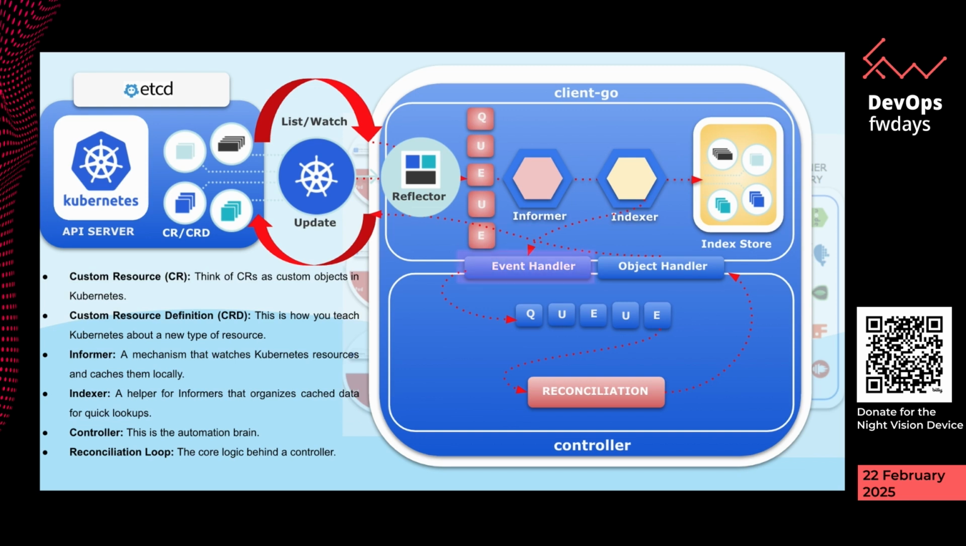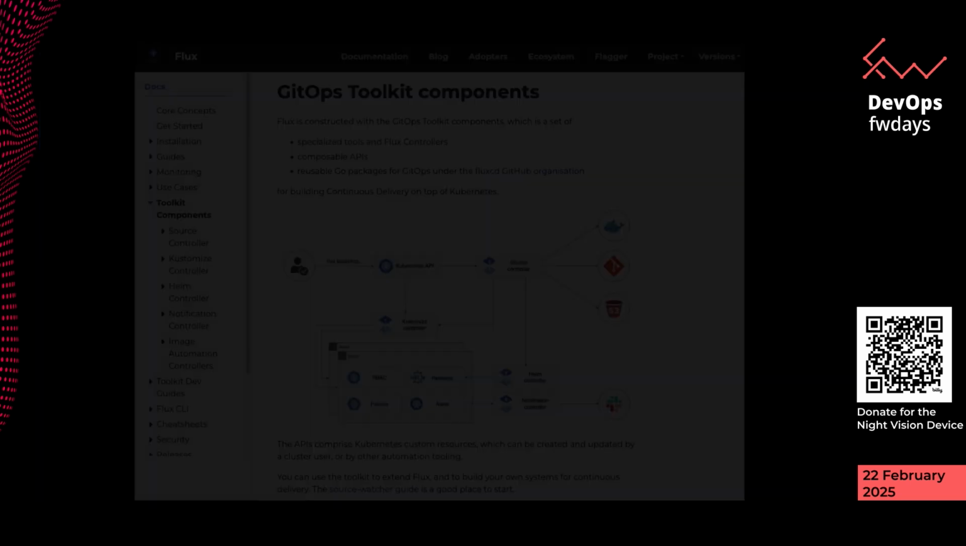Event handler. When the updates happen, an event handler processes the changes and queues them for the reconciliation. It can be add, delete, update, whatever. Finally, the controller picks up these changes and runs the reconciliation loop, making sure the actual state of the system aligns with the desired state.